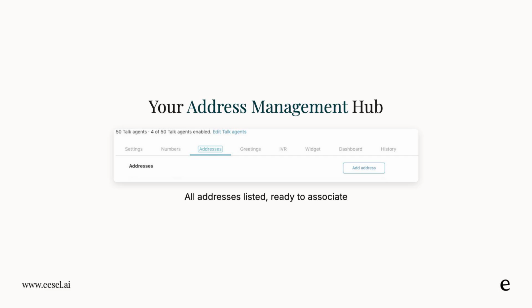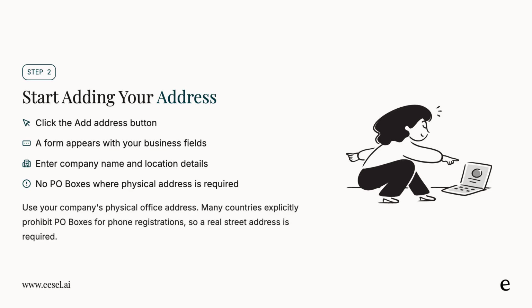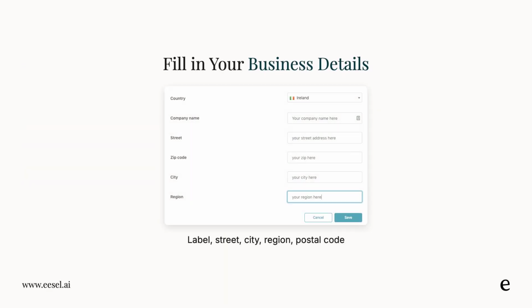Any address you've already added will appear in this list, and you can associate them with phone numbers directly from here. Click the Add Address button and a form will appear asking for your business location details. Use a real physical street address, not a PO box. Many countries explicitly prohibit PO boxes for phone number registrations, and submitting one is the most common reason addresses get rejected. The form is straightforward: label, street, city, region, and postal code.